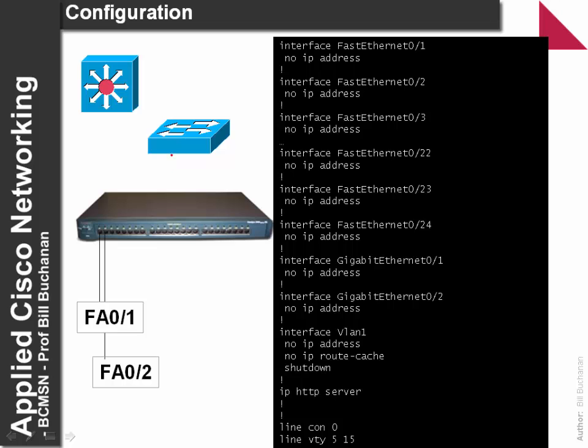For the basic configuration, we typically have many ports on a switch. In this case, we have 24 ports from FA0/1 to FA0/24, and we also have 2 gigabit links. By default, we create one VLAN which is named VLAN 1, of which all the ports can be associated with.